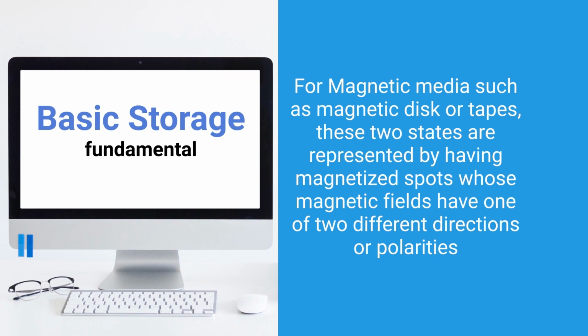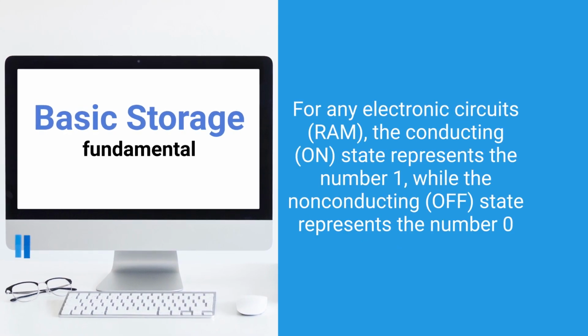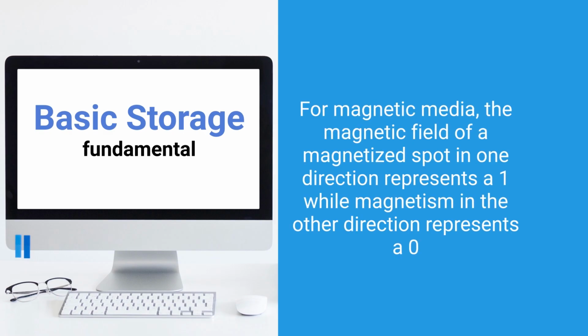So, primarily, for these electronic circuits, like RAM, the conducting or on state represents the bit 1, and the non-conducting, that is the off state, represents the number 0. Similarly, for magnetic media, the magnetic field of a magnetized spot in one direction represents a 1, while the magnetism in another direction represents 0.